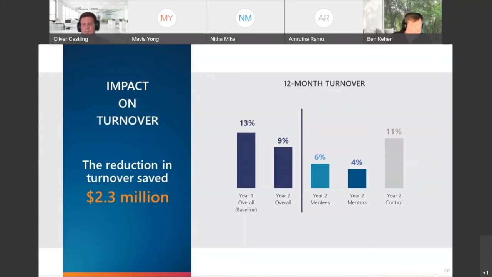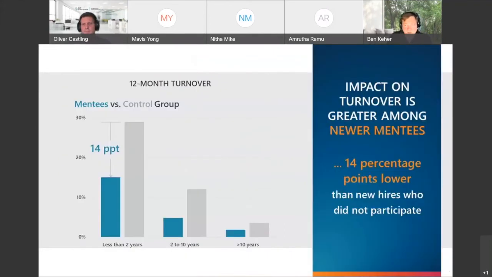So it did have an impact on the results. And finally, the impact on turnover was actually greater among new mentees, 14% lower than new hires who did not participate. So new hires really had a strong impact, because we all know that people are most likely to leave in the first part of their career with a company.